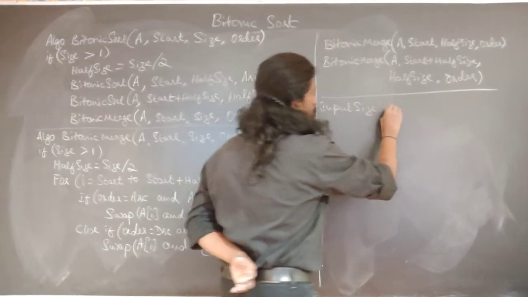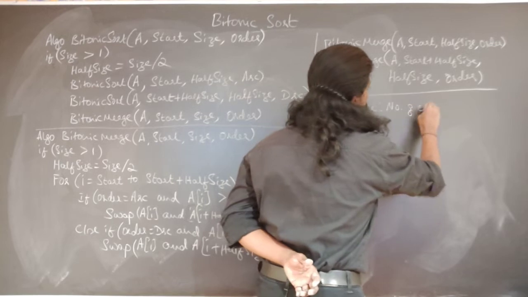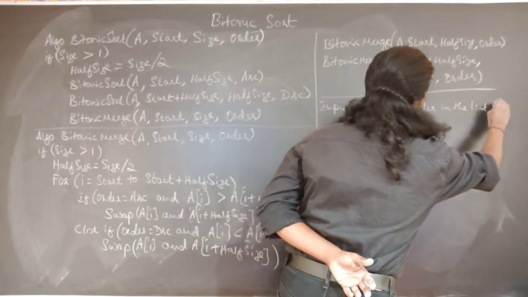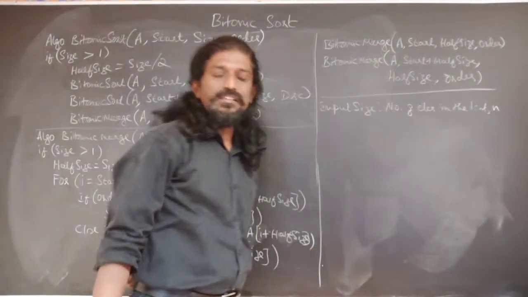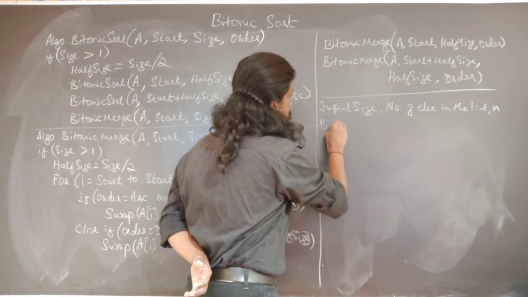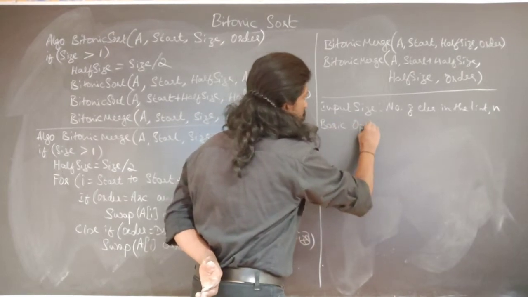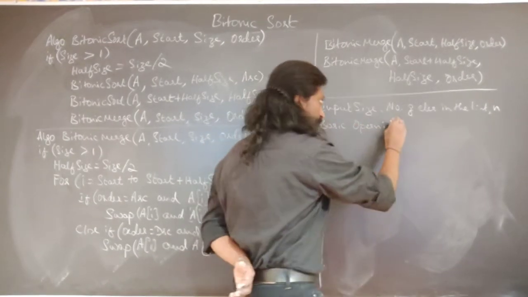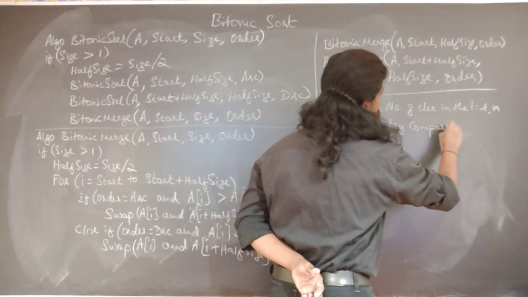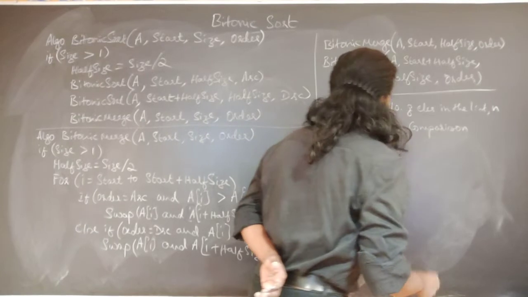Input size is the number of elements in the list. That is, n elements will be there in the list, therefore that is the input size. What is the basic operation? Let the basic operation here be the key comparison operation, because we will be performing key comparison operations extensively to finally sort the elements.